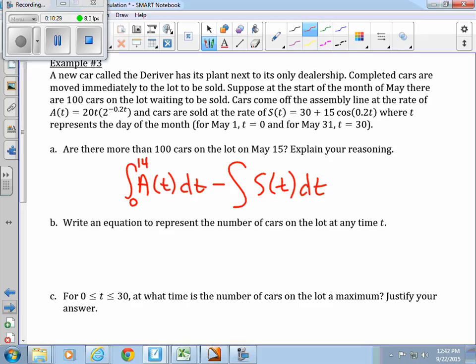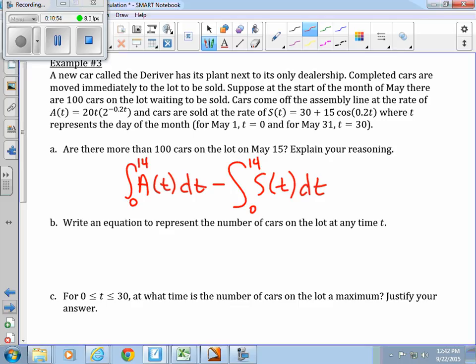Writing A of t and S of t is good for your work. So, what is this? Tell me then. How many have been added to the lot minus how many have been taken off the lot? What is this still not taking into account? How many started on the lot?